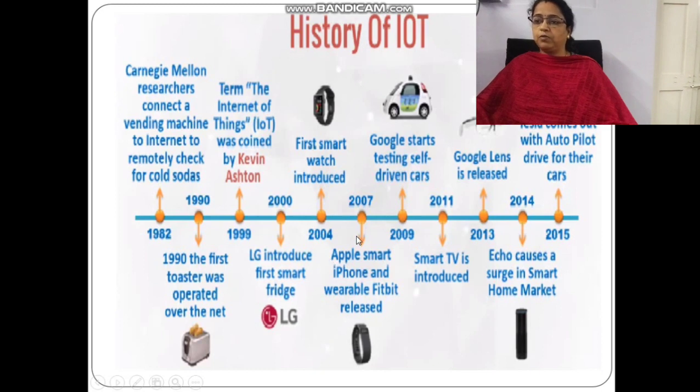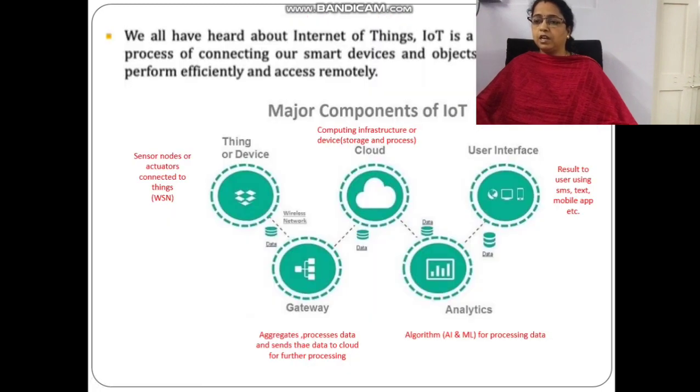because on an everyday basis, if we see, we are connected to the Internet of Things. We have heard about the Internet of Things. IoT is a transformation process of connecting our smart devices and objects to a network to perform efficiently and be accessed remotely.